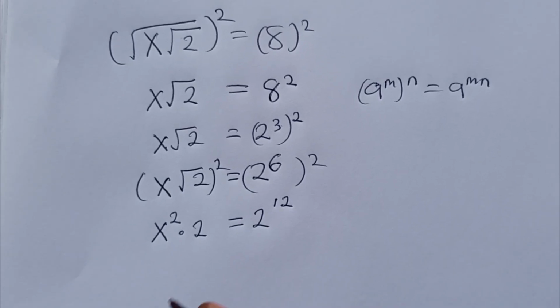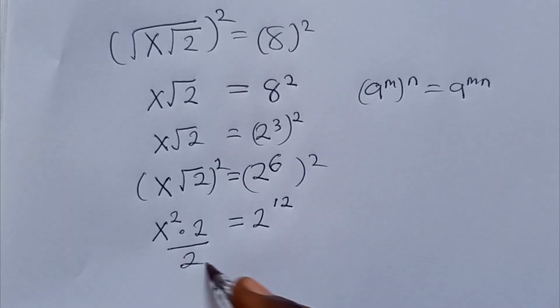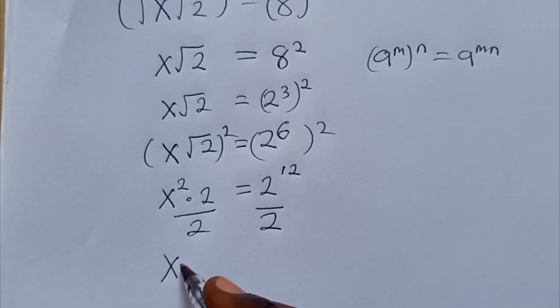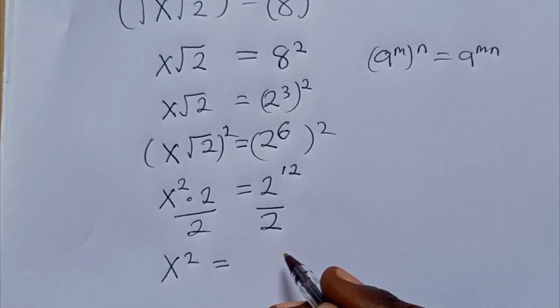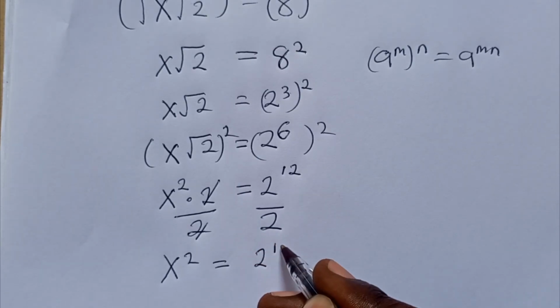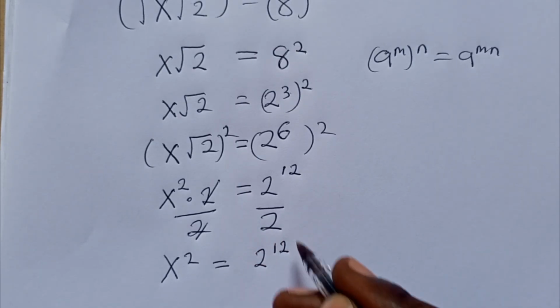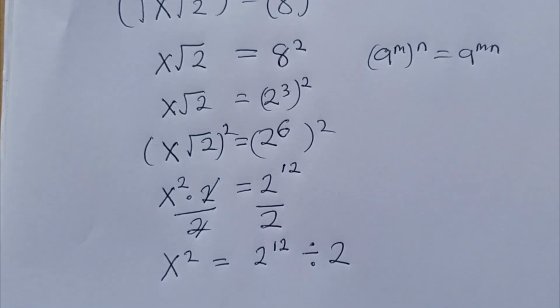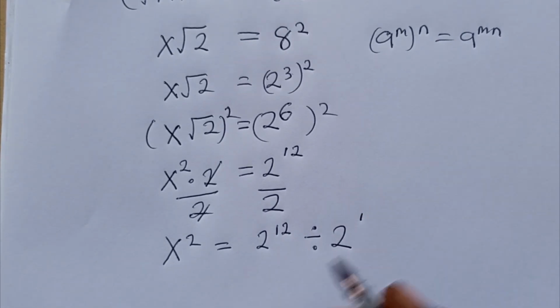If this is what we have, then let's divide both sides by 2. So dividing both sides by 2, our x squared is equal to, so 2 will divide 2, it's the same thing as 2 to the power of 12. You can write this division as this, divided by 2. And this is the same thing as the power 1.